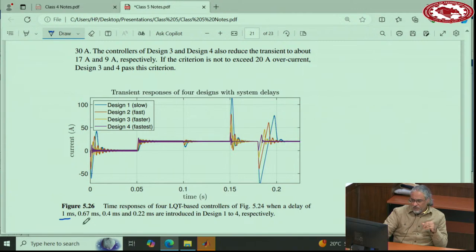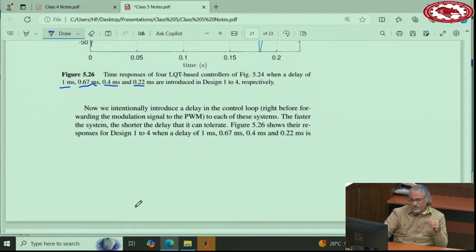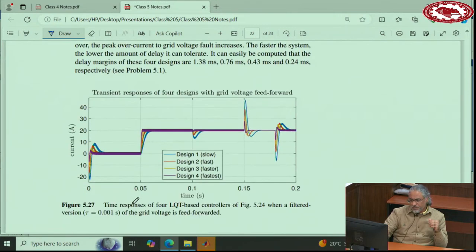So I inserted 1 millisecond for the slow one. It can tolerate it with some big oscillations, but it can tolerate it to a certain extent. The fast one cannot tolerate 1 millisecond, and can maybe only tolerate 0.67. The faster one only 0.4, and the fastest one 0.22. So as you make it faster and faster, the amount of delay that it can tolerate becomes smaller.